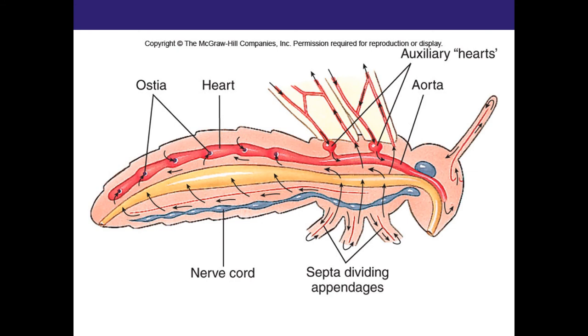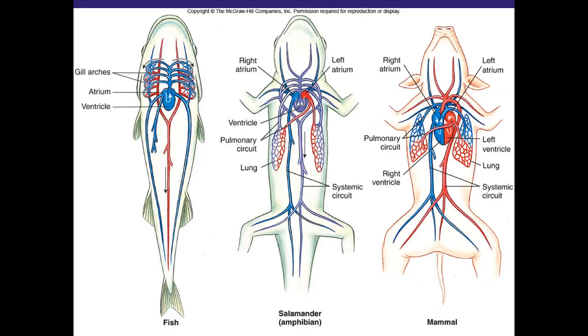All right, so this is a comparative look at fish, amphibians, and on the far right-hand side, mammals. And you can see the evolution. These are kind of giving you an idea of how basically the circulatory systems have evolved differently.